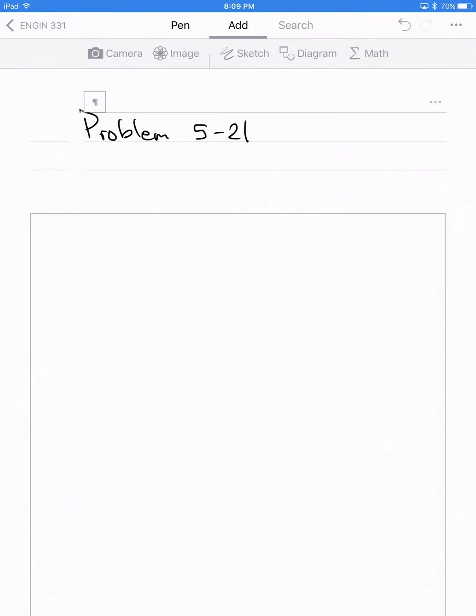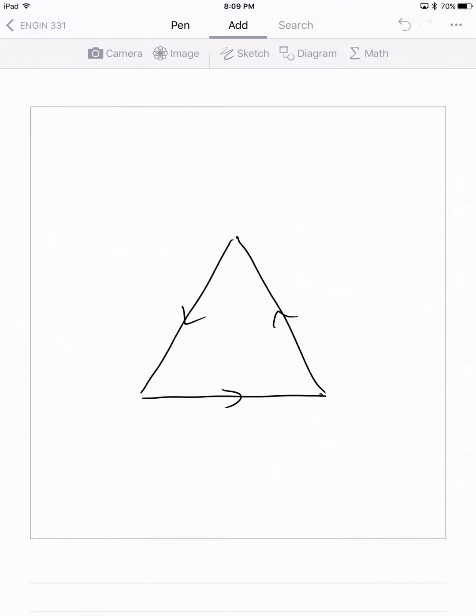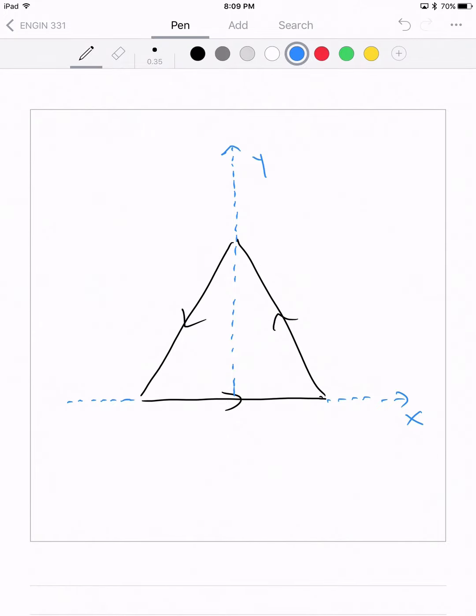Hi, I'm going to do an example about magnetic forces and torques. This is problem 5-21 in the book. And we are given a situation where we have a loop of currents that are going around like this. And our axes are the x-axis, which is positive to the right, and then the y-axis bisects the triangle like this, like that. We have a magnetic field which is y-directed.